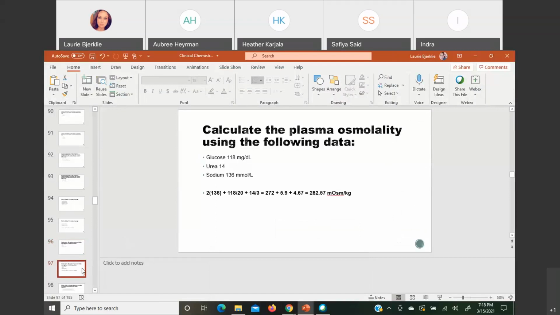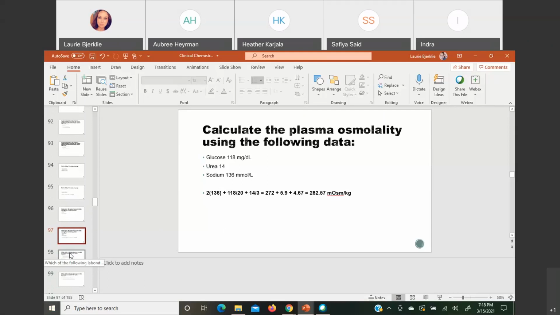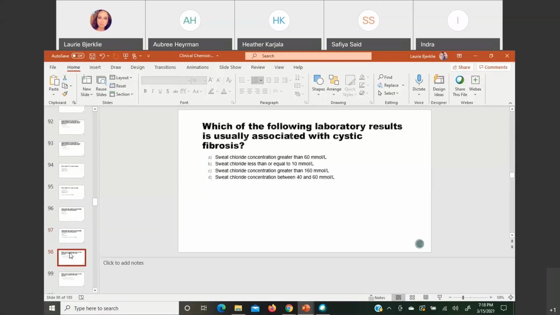Okay, so let's go ahead and take a look just for the sake of time. So again, your osmolality calculation is 2 times your sodium plus your glucose divided by 20 plus your urea divided by 3. So you do each step separately, then add them together, and then you can get your final osmolality. So just try to know that as best as you can. Again, if you don't have every single calculation memorized, you might get one question on it on the board.